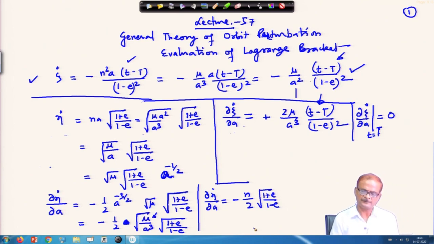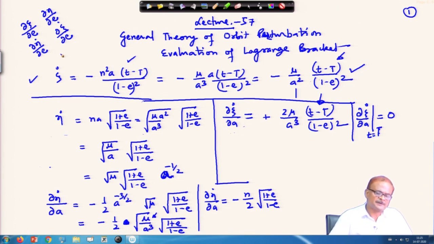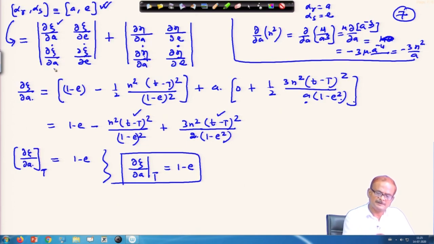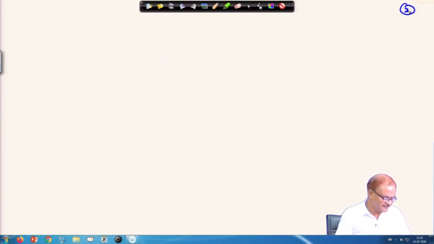This way we will be able to evaluate all the terms. We now have to evaluate dou xi by dou e, dou eta by dou e, and also dou eta dot by dou e and dou xi dot by dou e. This is for the second bracket, where we require this quantity eta, because there we are working with respect to e; we have done a and e. So, here eta is appearing with respect to e, and we have to supply this term here as well. The other terms we can evaluate following the same trend.